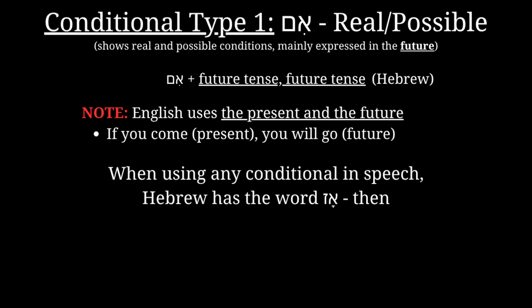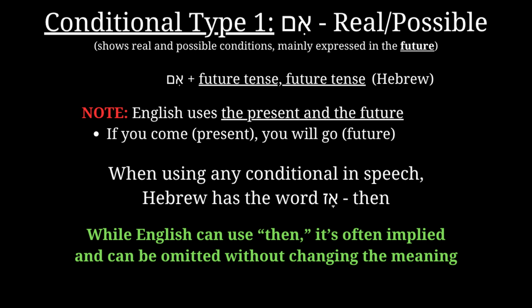Also, when using any conditional in speech, Hebrew has the word "az", meaning then. While English can use then to indicate the consequence of an if clause, it's often implied and can be omitted without changing the meaning, like saying, if you come, then you will go. In Hebrew, the same idea also applies. The word "az" means then, but it's optional and is usually used for emphasis. Throughout examples, I will not use it, but it's a word that is important to know.